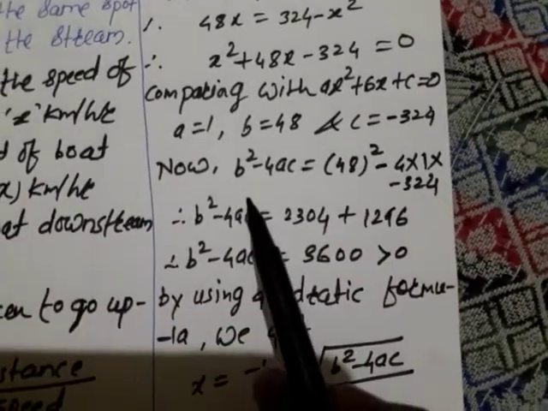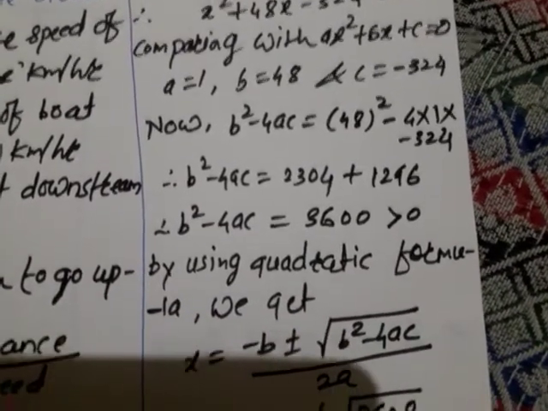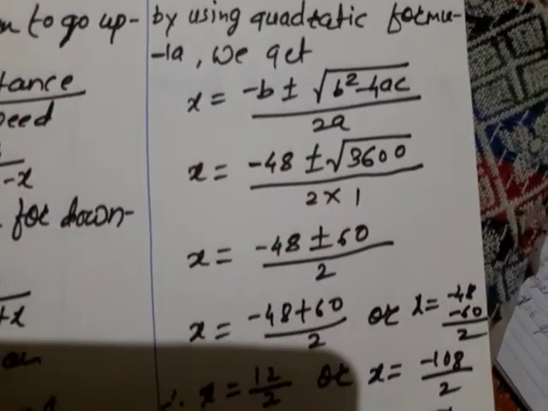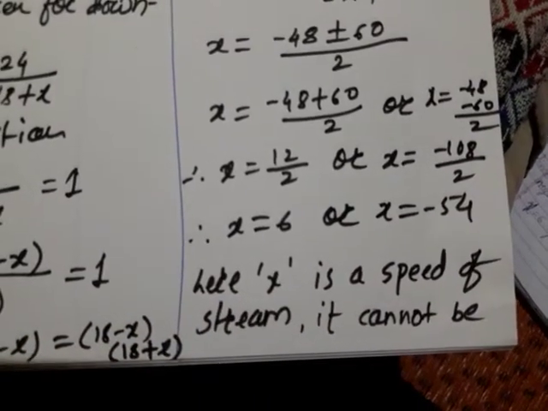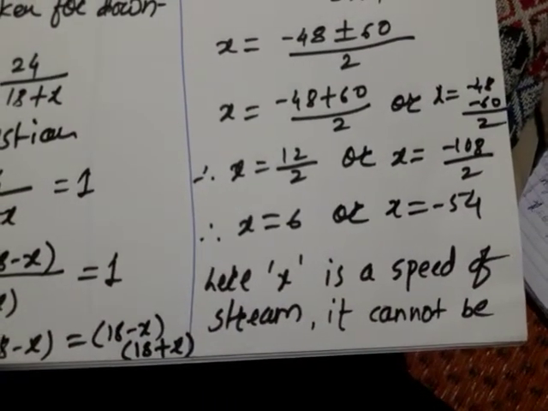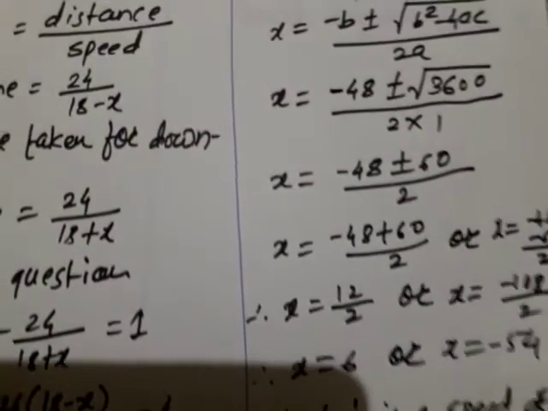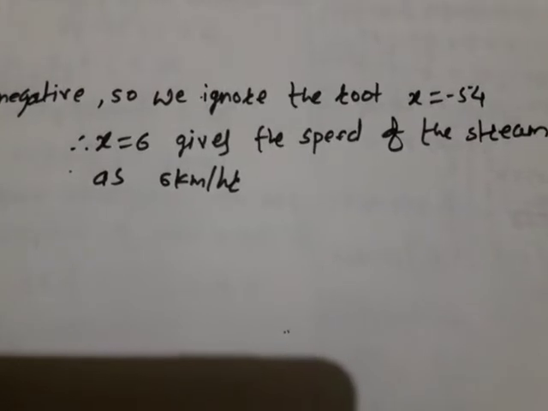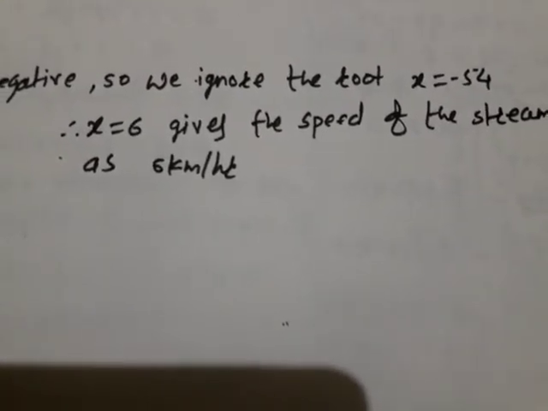First of all I checked b square minus 4ac, which is now I got here greater than 0. Then I solved by using quadratic formula, and finally I got the two roots, x is equal to 6 and x is equal to minus 54. But x is known as speed of stream, and that must be positive. It cannot be negative. Then I have written like that answer. So we ignore the root x is equal to minus 54, and x is equal to 6 gives the speed of the stream as 6 km per hour.